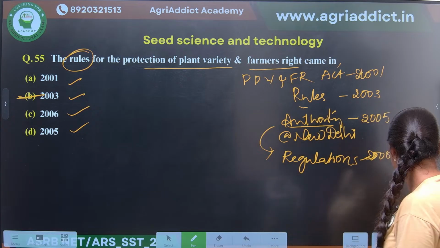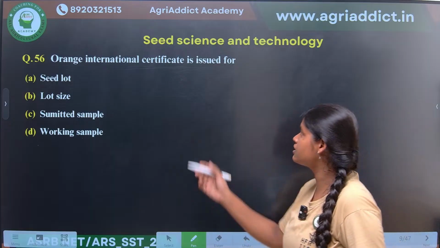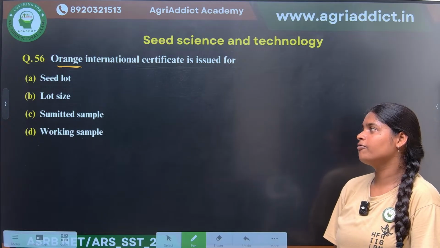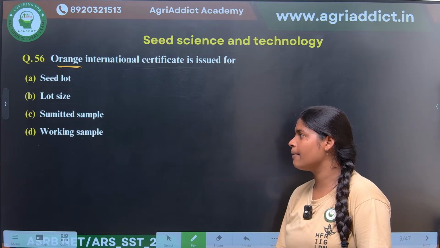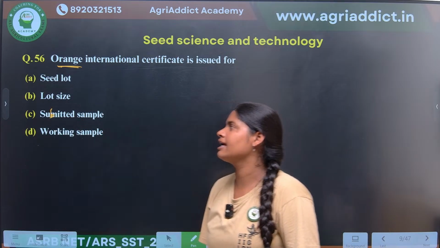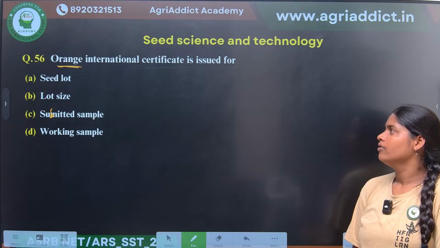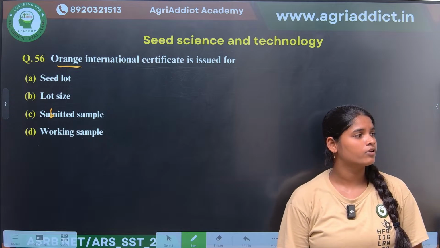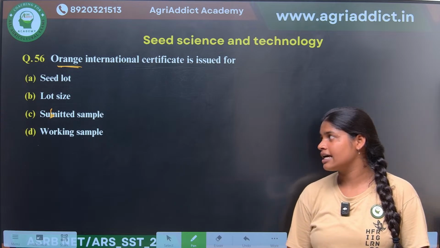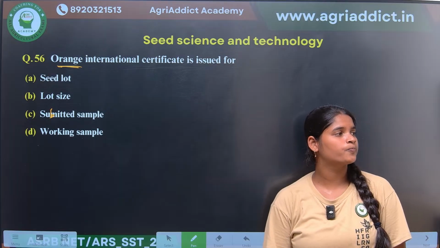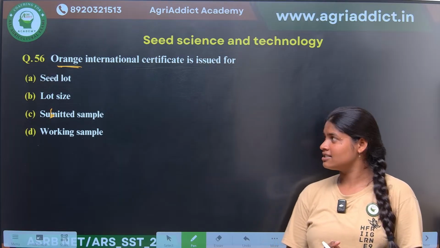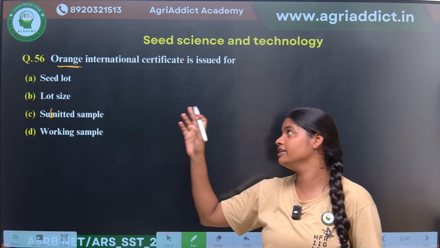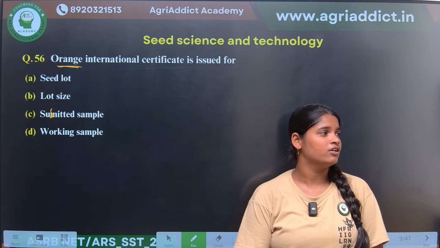Let's get into the next question now. Orange International Certificate is issued for seed lot size, submitted sample, or working sample. Options are like this. So answer it. Orange International Certificate will be issued for what? Is it for lot, lot size, or samples? You have to answer it fast since only 1 week is left. These are all factual things. You have to remember each and everything, and these should be at the tip of your tongue, right?